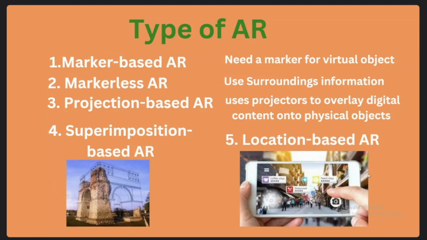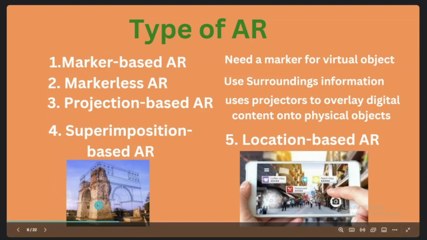Next is projection based AR. Projection based AR is used to create augmented reality objects with the help of some type of projector. We can create some shoes or watches and other things with a hologram-like experience, but that is done by projection. And then superposition based AR, as we can see in the images here.